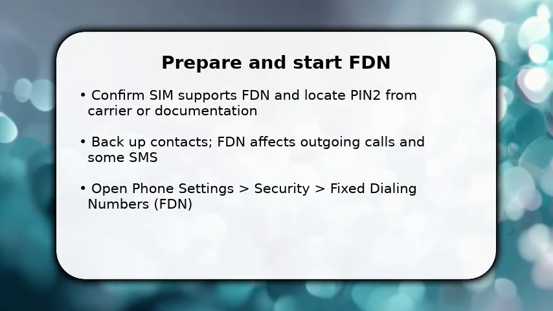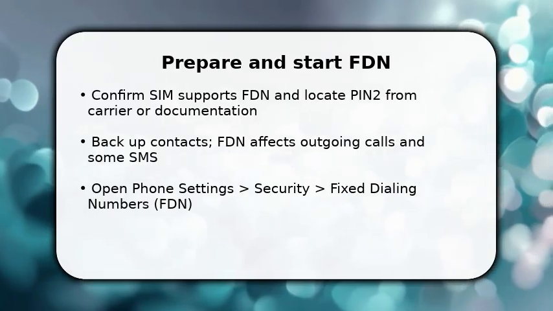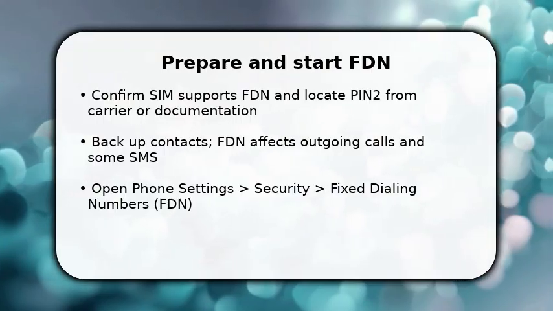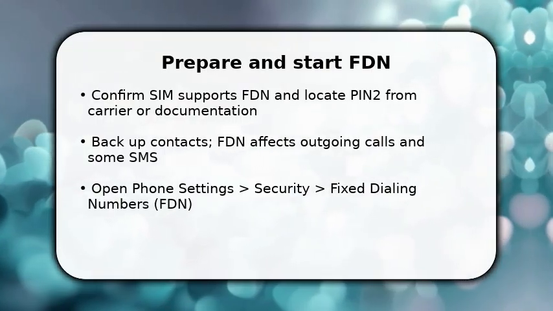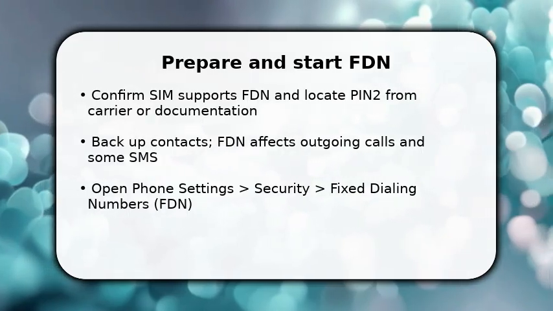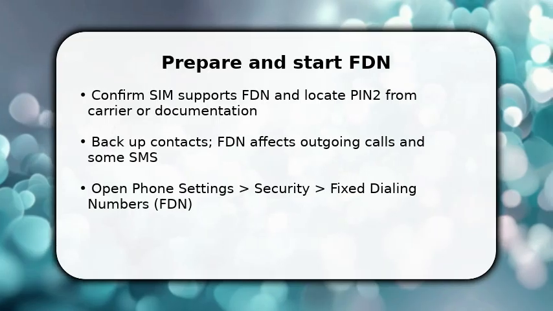You begin by confirming your SIM supports fixed dialing numbers and retrieving PIN2 from your carrier. This is required to change FDN. Once done, backup contacts because FDN filters outgoing calls and can affect messaging.